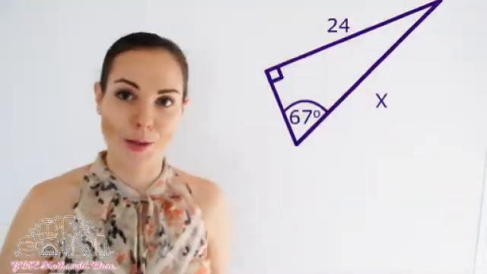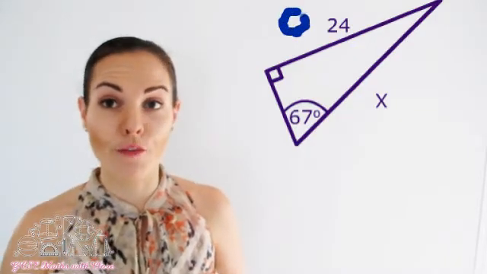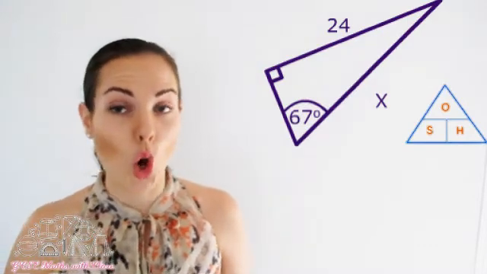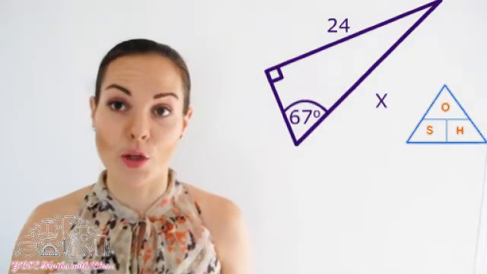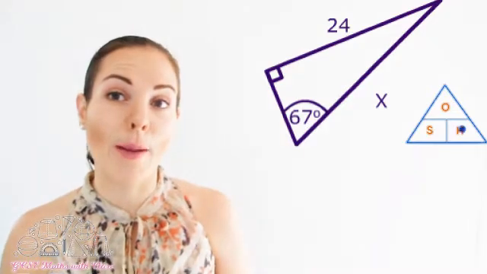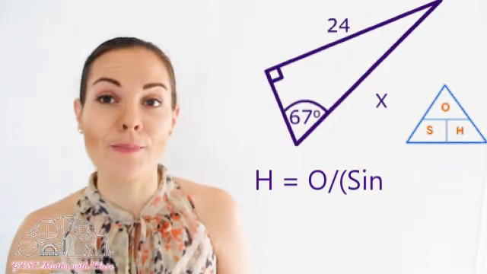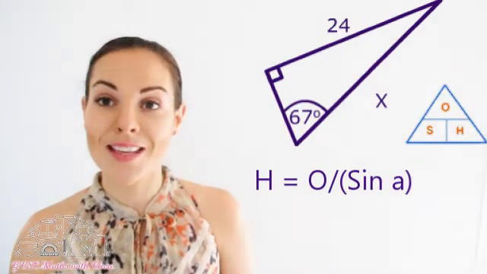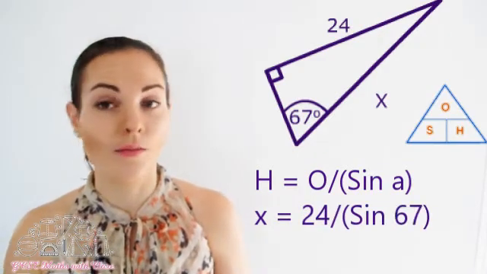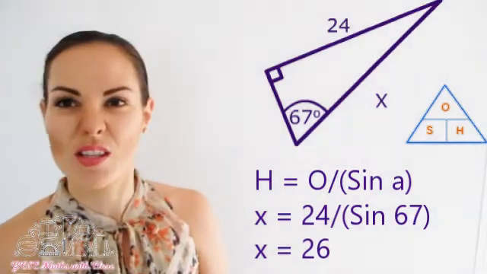So let's look at this next example. Here we have an angle and we have the opposite, but we're looking for the hypotenuse. Again, I use sine because I need a formula that includes O, the opposite, and H, the hypotenuse. So I look at my formula pyramids and I put my finger on the hypotenuse. It tells me that the hypotenuse equals the opposite divided by the sine of the angle. So in this case, X equals 24 divided by sine 67. Put this in my calculator and I get 26 rounded to the nearest whole number.